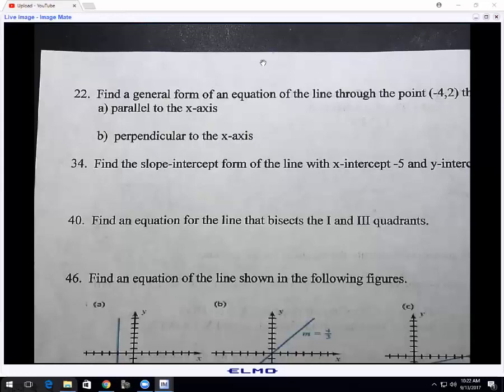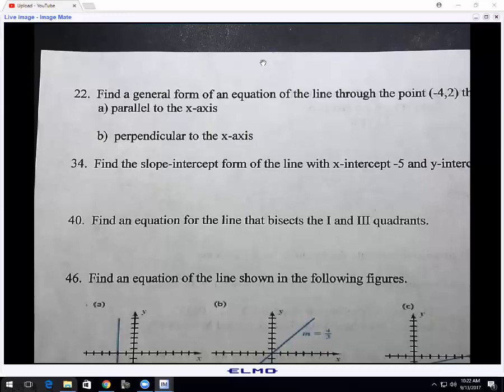What word could you use to describe this line? Straight? Yes, that would work. But what if I make it multiple choice, horizontal or vertical? It's horizontal. What's the equation of a horizontal line? Is it either x equals a constant or is it y equals a constant?